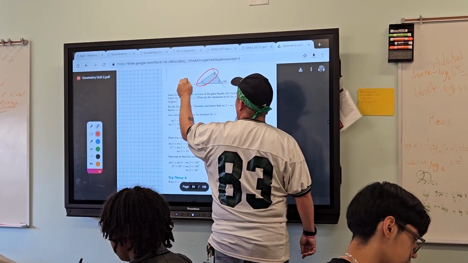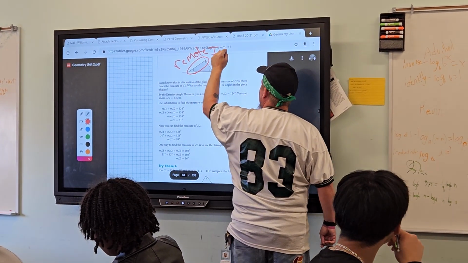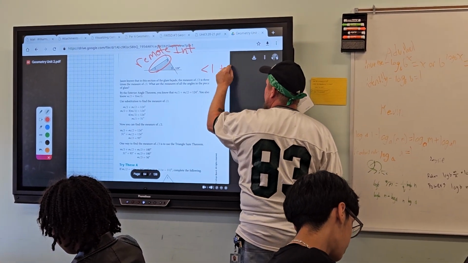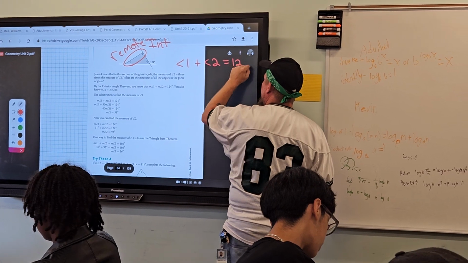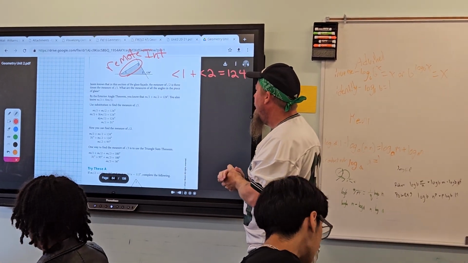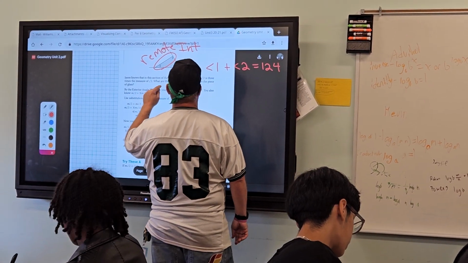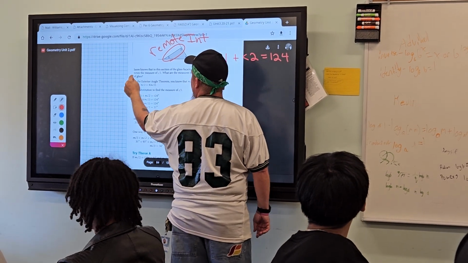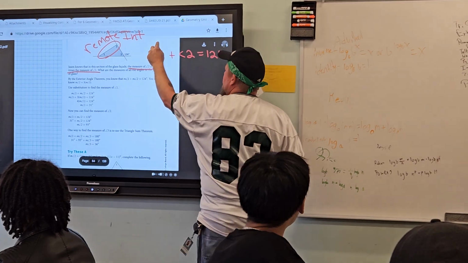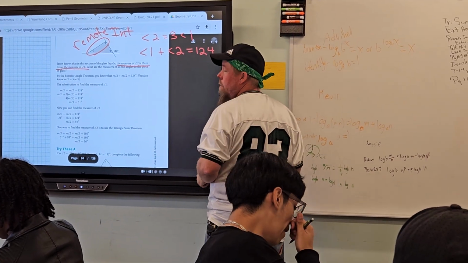So these right here are remote interior. Okay? And we know that angle 1 plus angle 2 is going to be equal to 124. Or the measure of angle 1 plus the measure of angle 2 is equal to 124. All right? And then we also have this little tidbit right here. The measure of angle 2 is 3 times the measure of angle 1. So angle 2 equals 3 times angle 1.